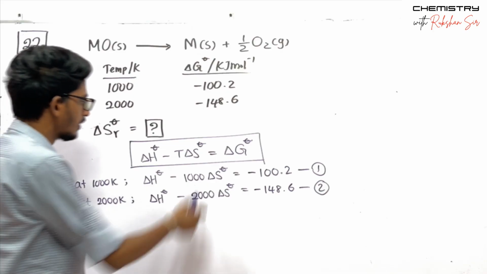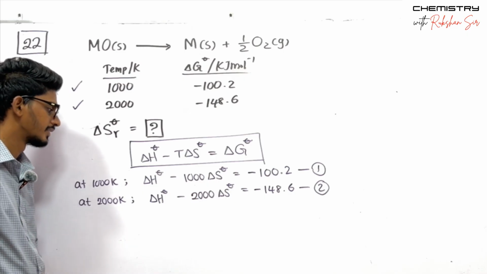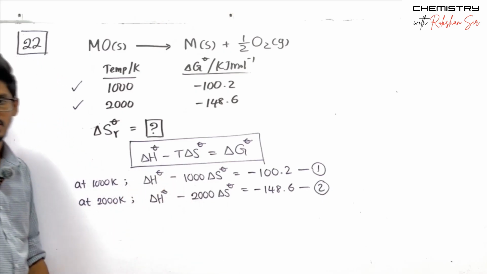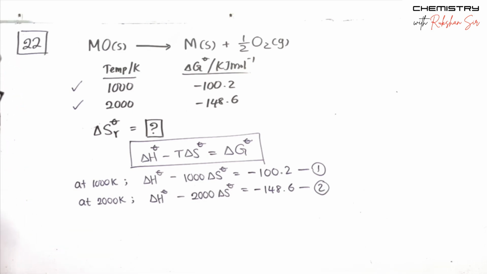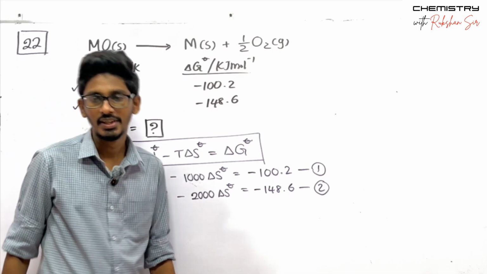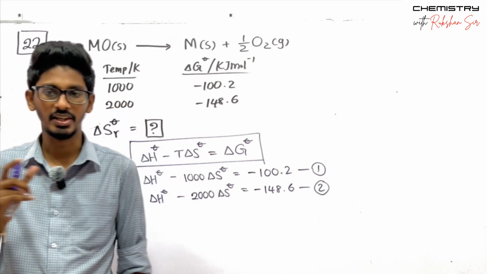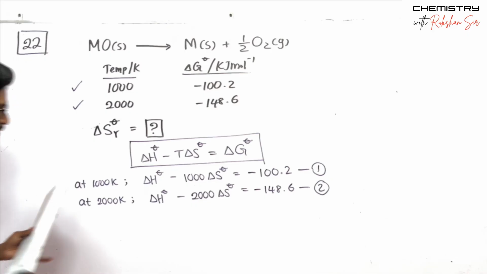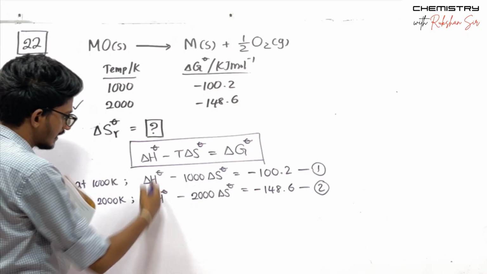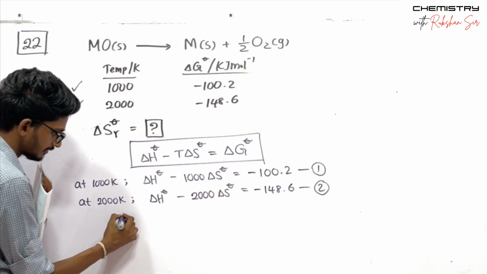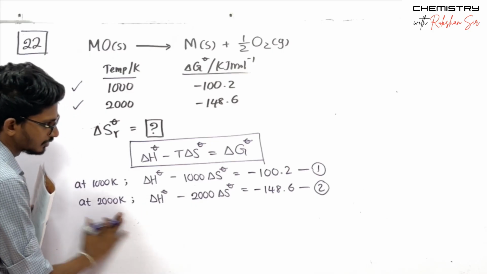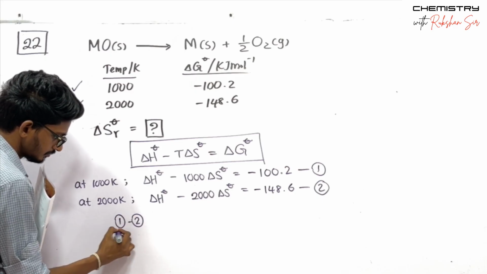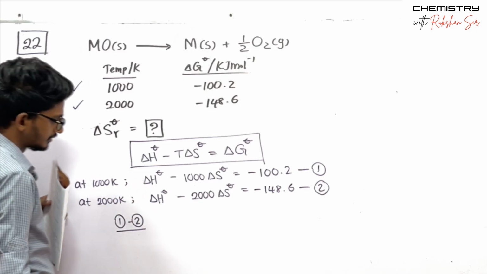So we have two equations with two unknowns. The two unknowns are delta H and delta S. Two equations are enough to solve for the two unknowns. Let's do some simultaneous equation solving. If you take 2 minus 1, or 1 minus 2, let's take 1 minus 2, delta H will cancel off.